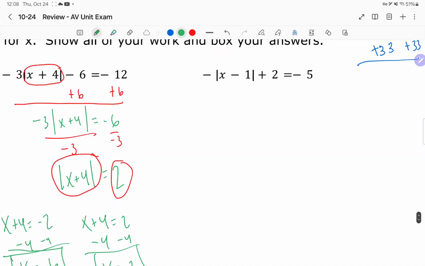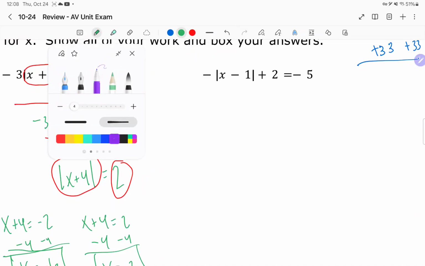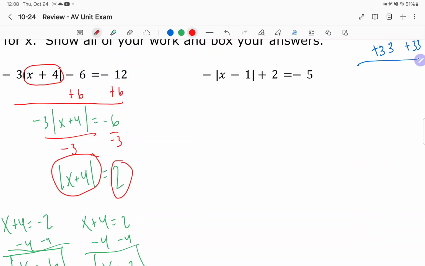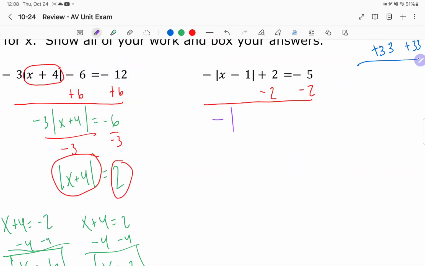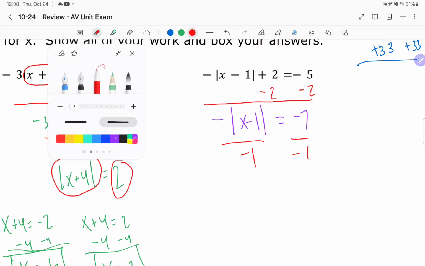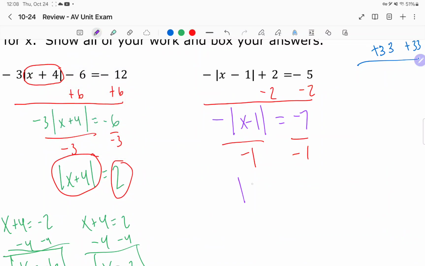Alright, for this last one here, I'm going to start by subtracting 2. So negative absolute value of x minus 1 equals negative 7. We're going to divide by the negative sign. So we get the absolute value of x minus 1 is equal to 7.